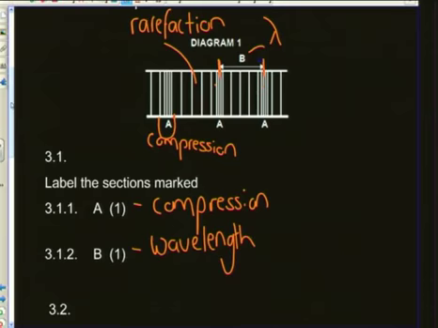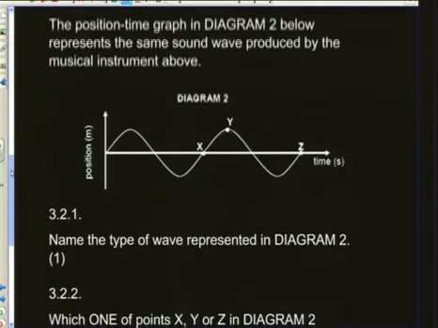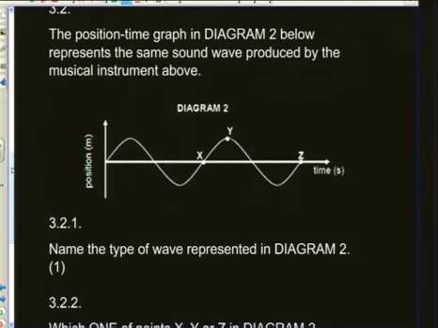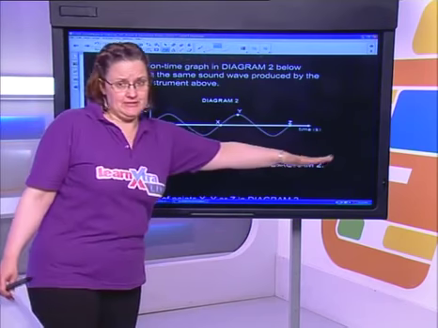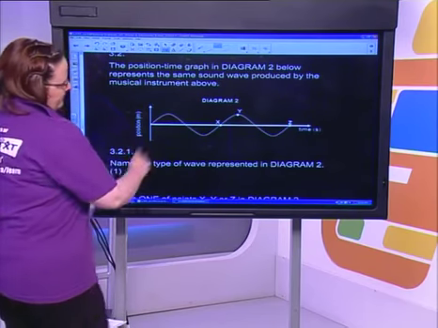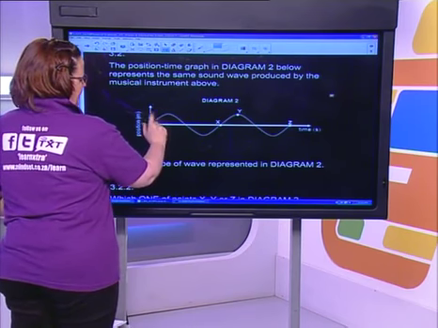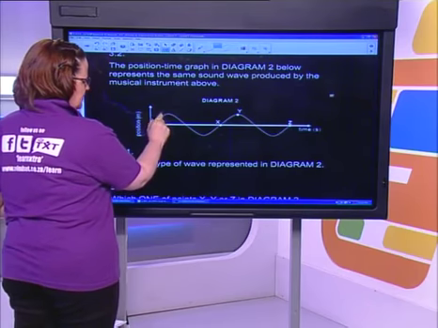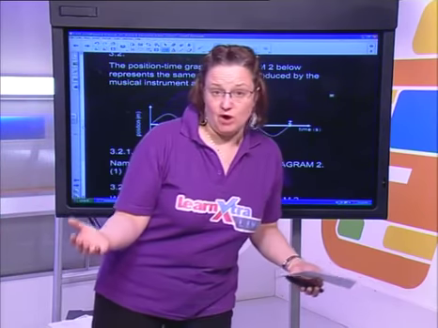Now they say to us, the position time graph in diagram 2 below represents the same sound wave produced by the musical instrument above. For us to analyze the wave made from sound, we need to translate it into a position time graph so it looks like a transverse wave. Basically, this means that where the particles are getting closer together becomes your crest, and where they're becoming further apart, that's your rarefaction, that's your trough.